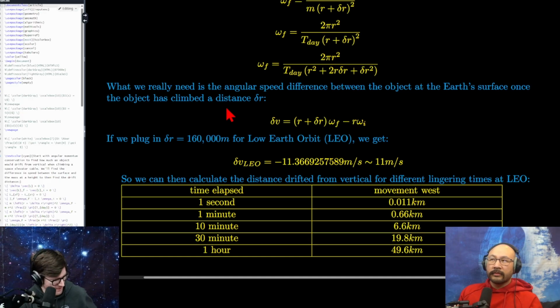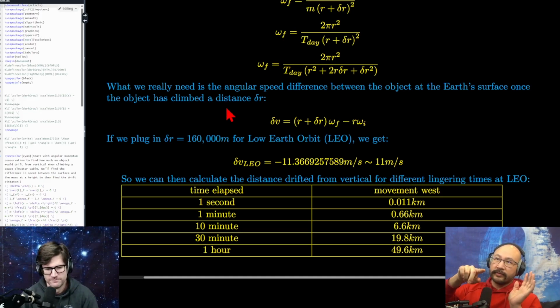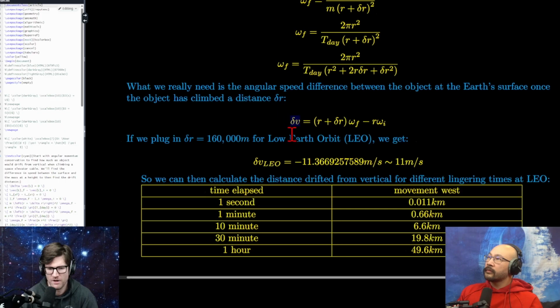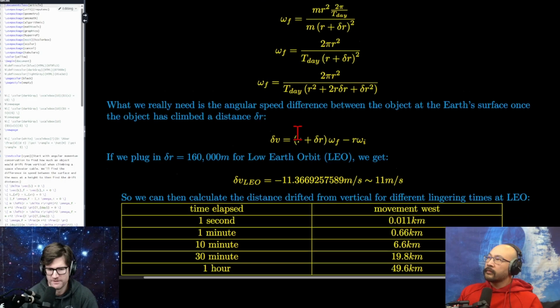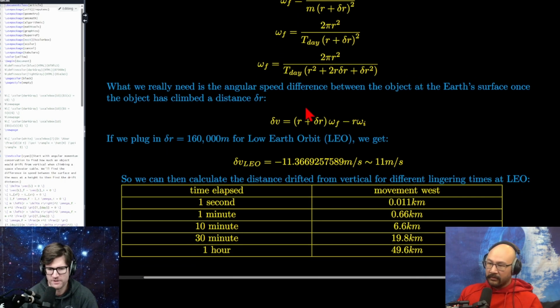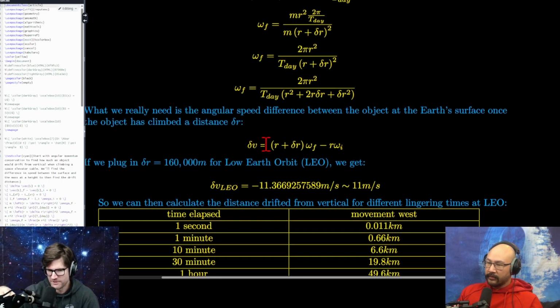Which is not quite what's going to happen, but you're taking the big picture. You're saying there's a lot of accumulation of horizontal drift as you go, but let's just zoom out and get the end result. So this line here is the difference in speed, which is r omega final minus r omega initial, and the r omega final is r plus delta r times omega final, and the r initial is the person sitting on the surface.